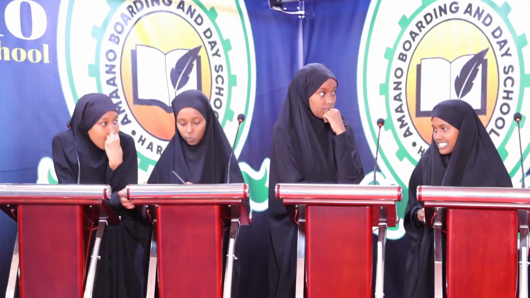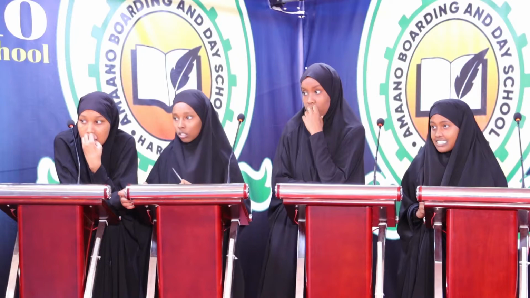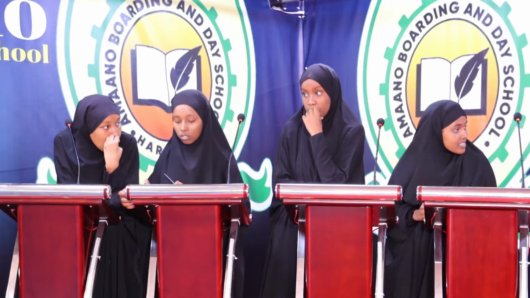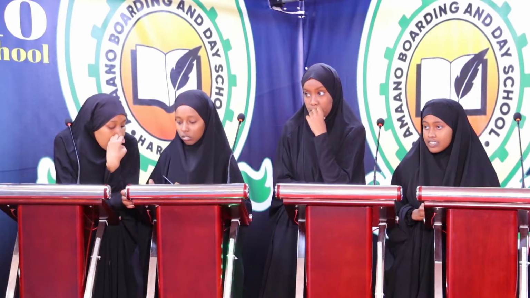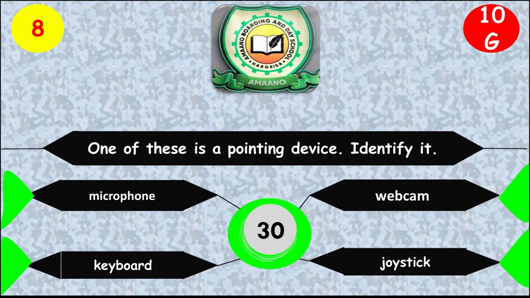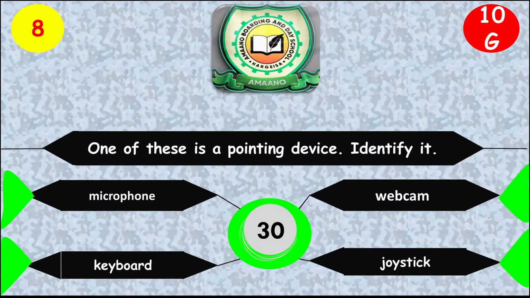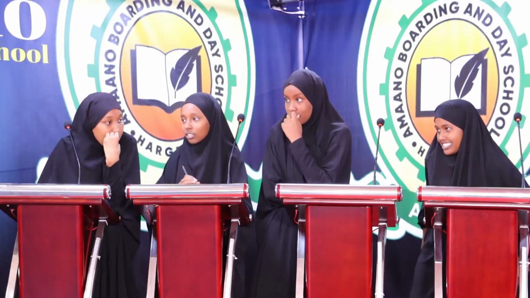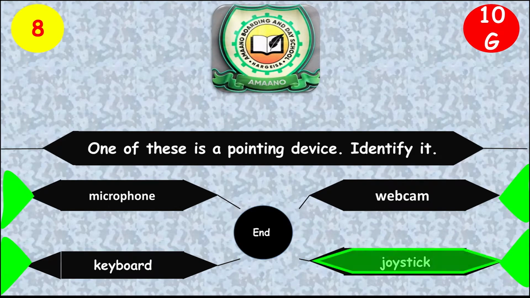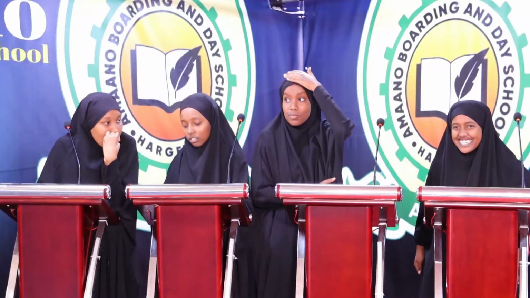The girls, which questions are left for them? They still have 4 questions. Pick a question which you haven't, from 5 to 8. 1, 2, 3, 4 are finished. Number 8. ICT question again. One of these is a pointing device. Identify it. Joystick. Yeah, that's correct.